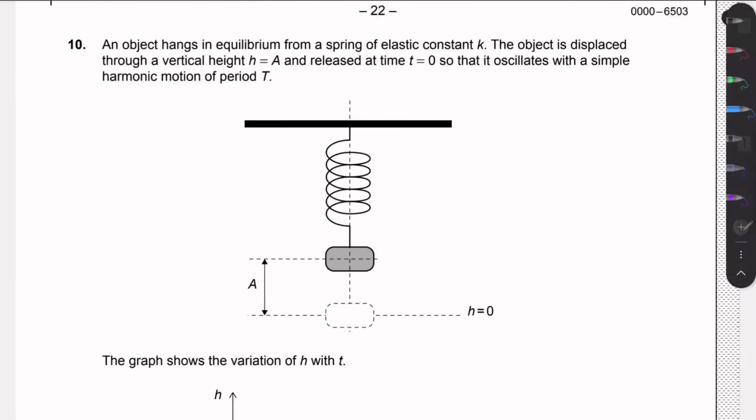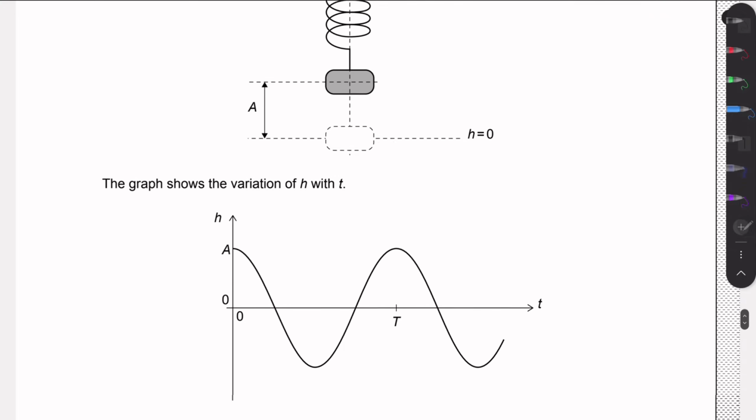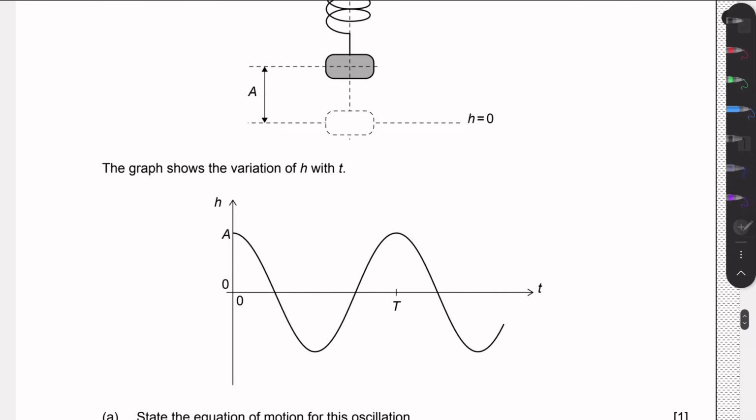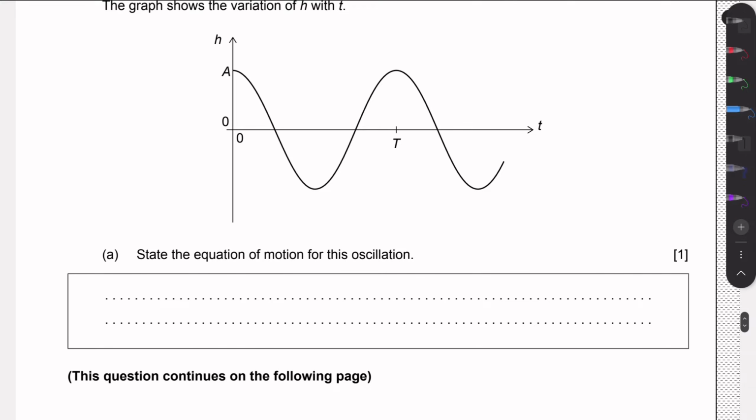So now we're going to go through question 10, the last question in the 2025 Specimen Paper 2. Here we're given this block oscillating with simple harmonic motion, amplitude A, and at t equals 0, it's at its maximum height. Then we're given this graph that shows the variation of the height with time, and we need to state the equation of motion for this oscillation.